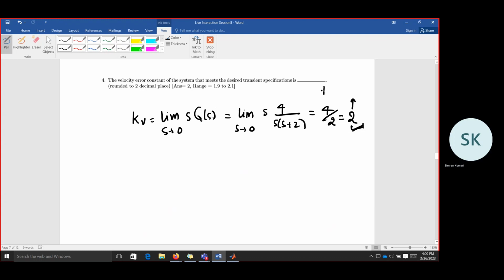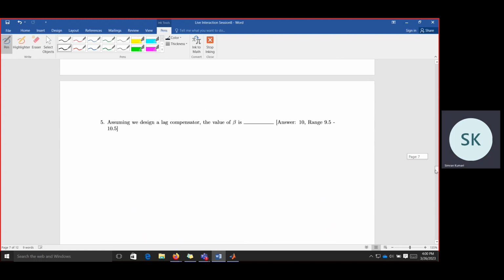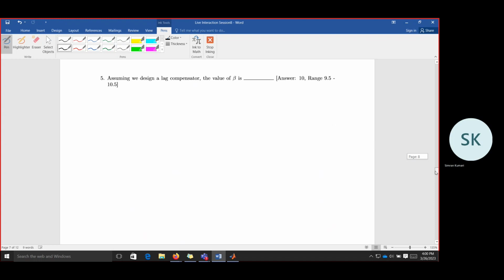So this system with improved transient response. Okay. So this is the value of kV. Now we'll proceed to the next part.